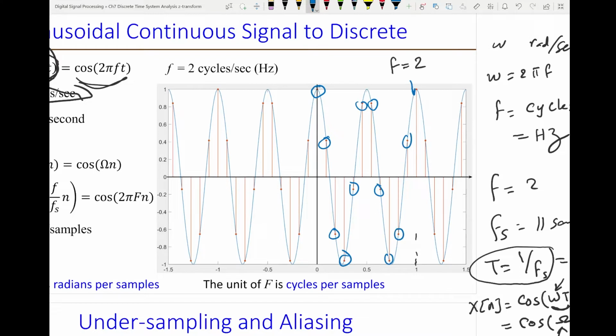The digital frequency F is 2 cycles per 11 samples. Don't count this, because that will be the repetition of this sample. It's just going to repeat itself.